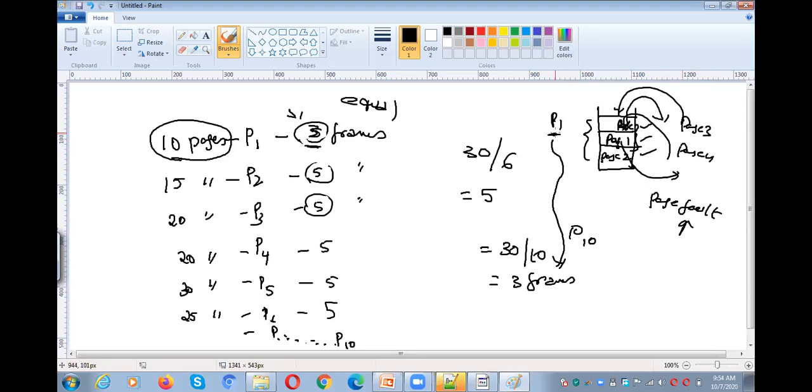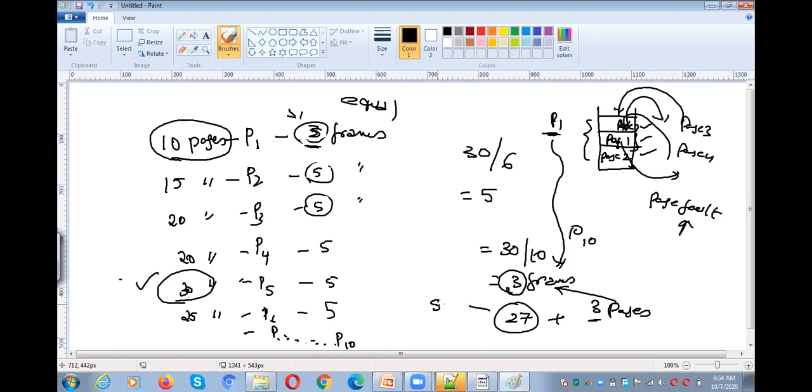Okay, if it is okay for P1, what about this P5? P5 requires 30 pages, but how many pages are you giving? Only 3 pages. That means only 3 pages are in the main memory frames. The leftover 27, why? Because 27 plus 3 is 30, right? So the leftover 27 pages need to reside in the secondary memory itself, right?